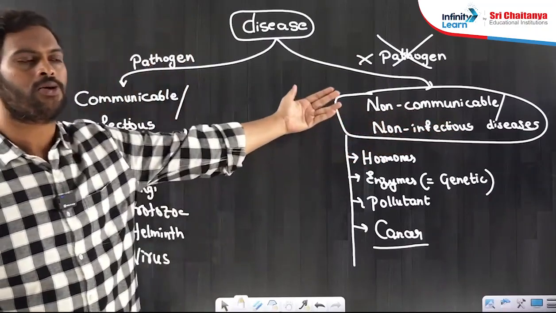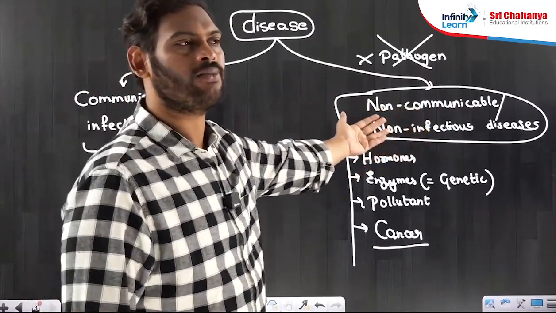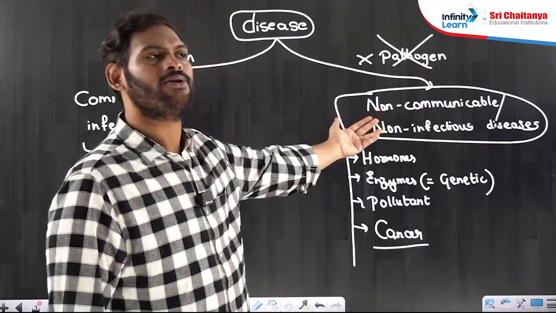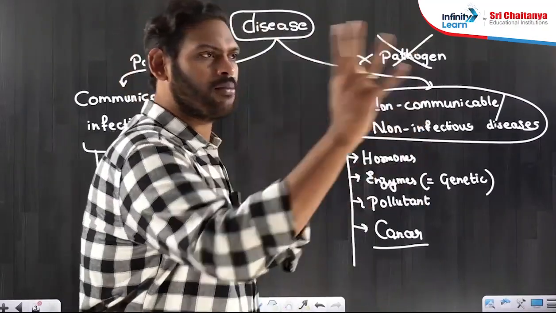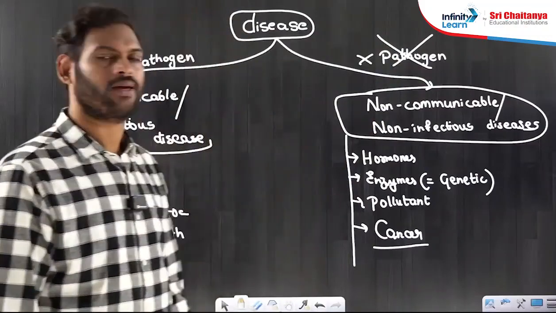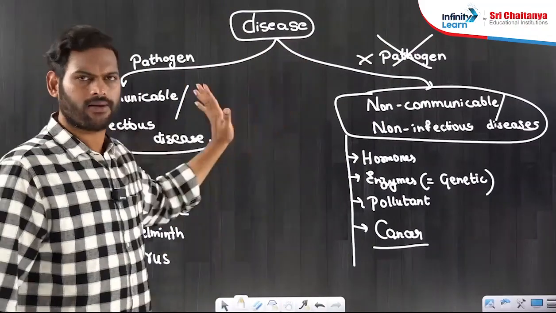Yes, Down syndrome is genetic. Down syndrome is a genetical chromosomal disease. Cancer, Down syndrome is non-communicable. Cancer, non-communicable. Good. Like this, broadly, simple.